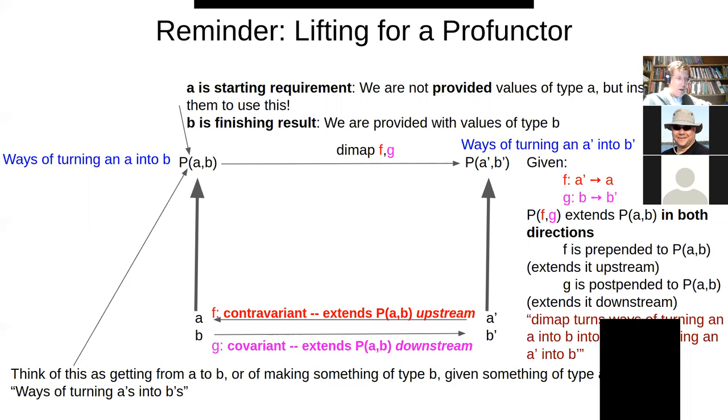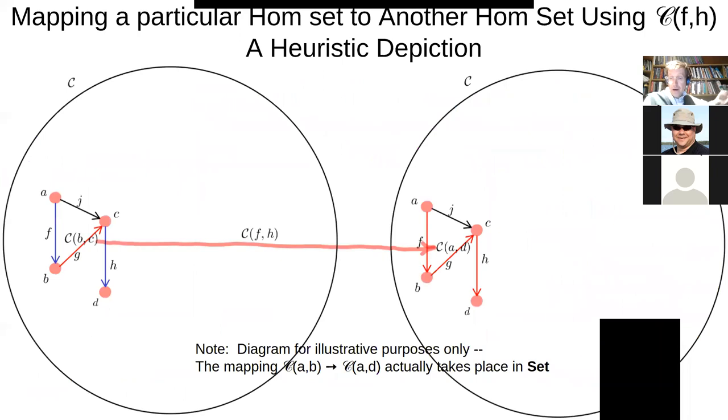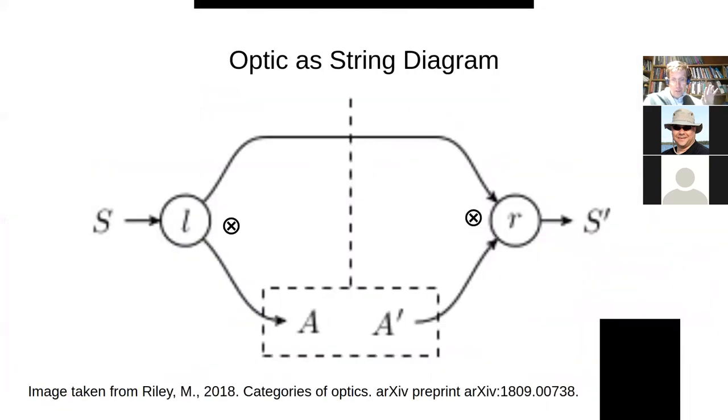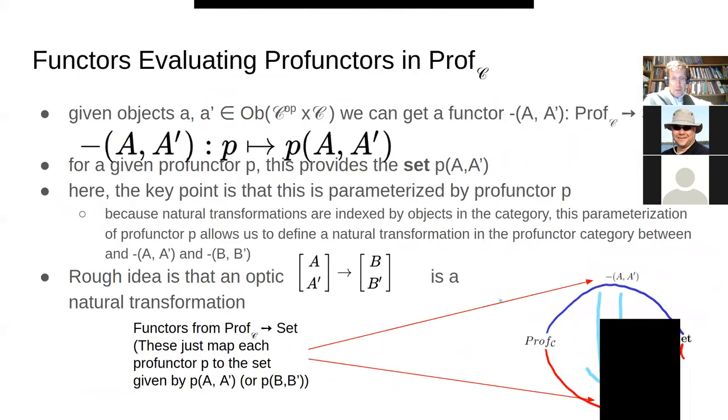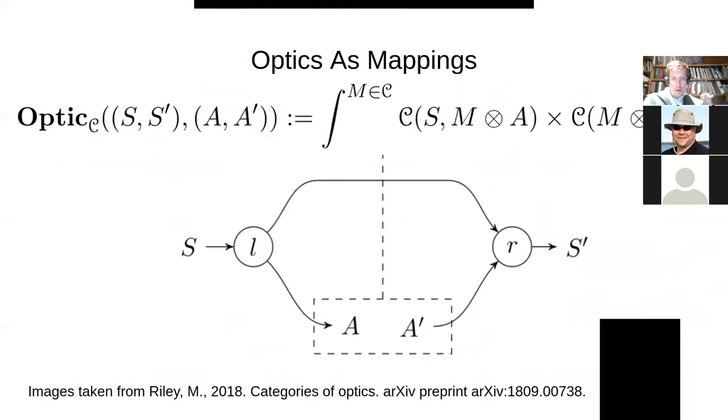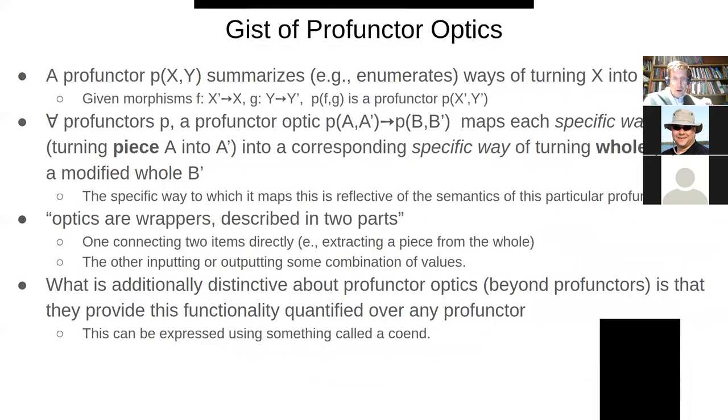Or does it mean to compute whether it's possible to get? You could do any of those in principle here because it operates for any profunctors. Okay, so that's the idea. It's quantified over profunctors. And it turns out there's going to be something called a coend that allows us to do that.